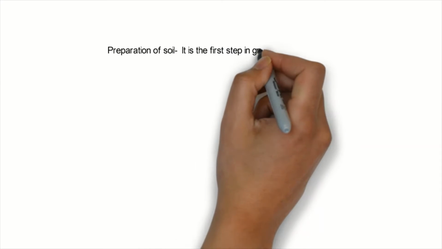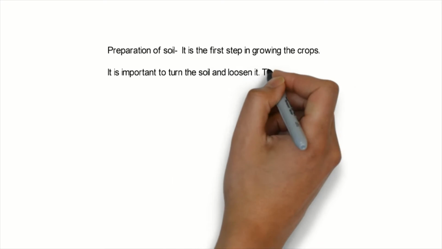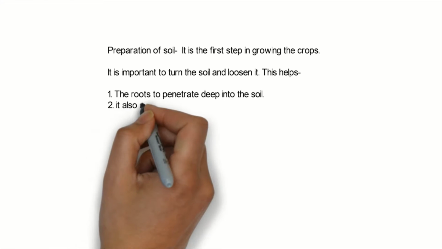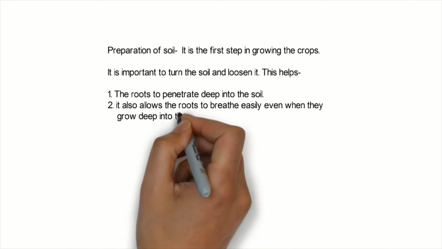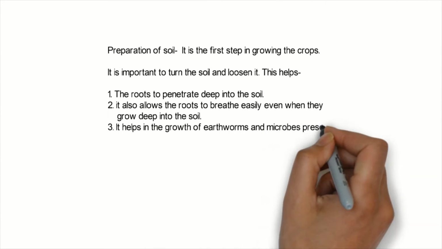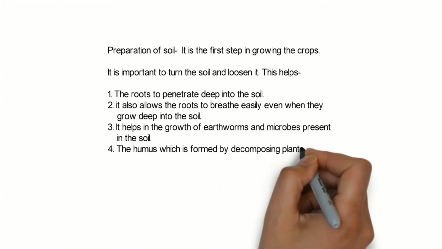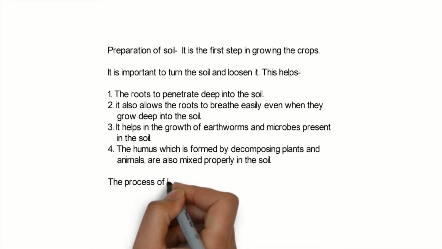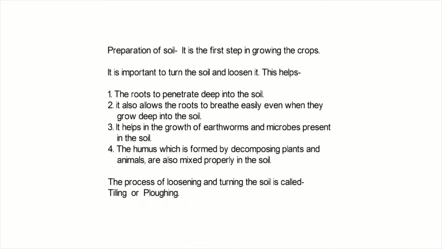Preparation of soil is the first step in growing crops. It is important to turn the soil and loosen it. This helps the roots to penetrate deep into the soil. It also allows the roots to breathe easily even when they grow deep into the soil. It helps in the growth of earthworms and microbes present in the soil. The humus, which is formed by decomposing plants and animals, is also mixed properly in the soil. The process of loosening and turning the soil is called tilling or ploughing.